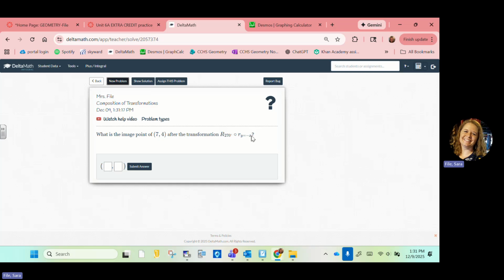And like I said, this is just a notation. Your test does not have this notation. Your test will be in words. It'll say reflect and then rotate, or rotate, then it'll tell you what to do, what order. Okay. So just for this particular section in Delta Math, make sure you're following that rule of doing what's on the right side first.